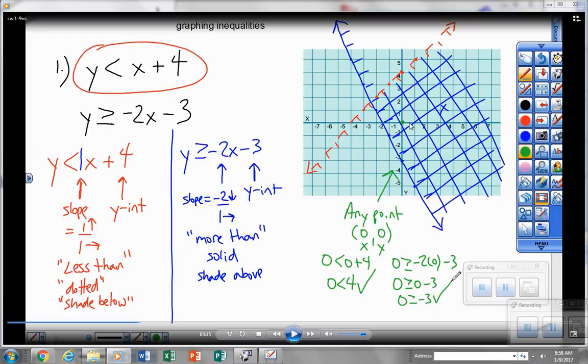If I chose any other point in these areas that are not shaded in both, they might satisfy one but not both. So make sure. All right, next problem.